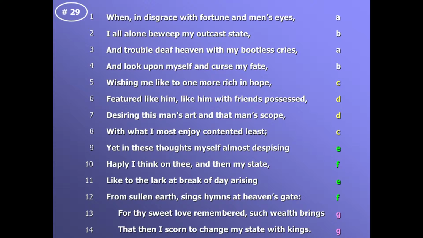Like to the lark at break of day arising from sullen earth. Arising belongs to the next line. And when he does that, it's called enjambment. You're jamming one line into another. You just cannot read that ta-dum, ta-dum, ta-dum, ta-dum, ta-dum, and stop after arising and then restart with sullen. It just can't be done.